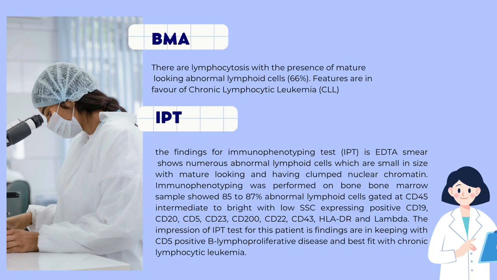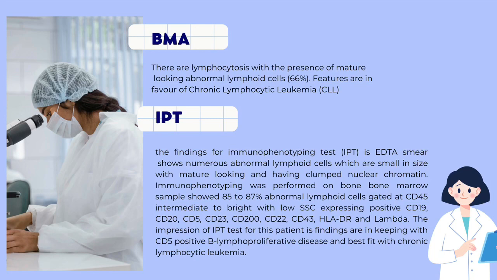The bone marrow aspiration procedure was done and all blood samples must be from bone marrow. Bone marrow aspiration and immunophenotyping tests were sent to the Hematology Laboratory of Hospital Raja Permaisuri Bainun Ipoh itself, while the cytogenetic test was referred to Hospital Pulau Pinang for confirmation. The bone marrow report shows that there is lymphocytosis with the presence of mature-looking abnormal lymphoid cells at 66%. These results correlate with the immunophenotyping test. Features are in favor of chronic lymphocytic leukemia.